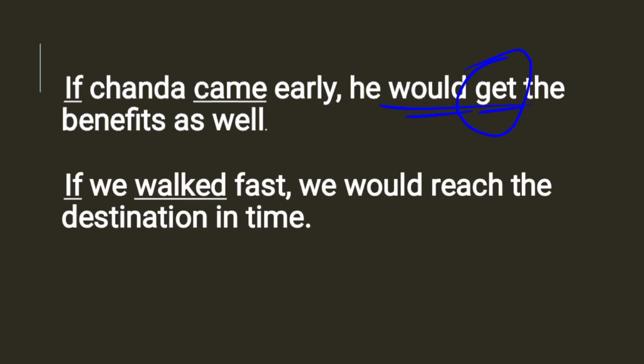If we walked fast, the word itself is walk. Now we said the pattern for the improbable condition says you're supposed to put the past simple in the if clause and would plus verb in the main clause. That's why we have if we walked fast, we would reach. Do not tamper with the verb here. The verb that is coming just after the would must not be tampered with. So we would reach the destination in time. That is about improbable condition.